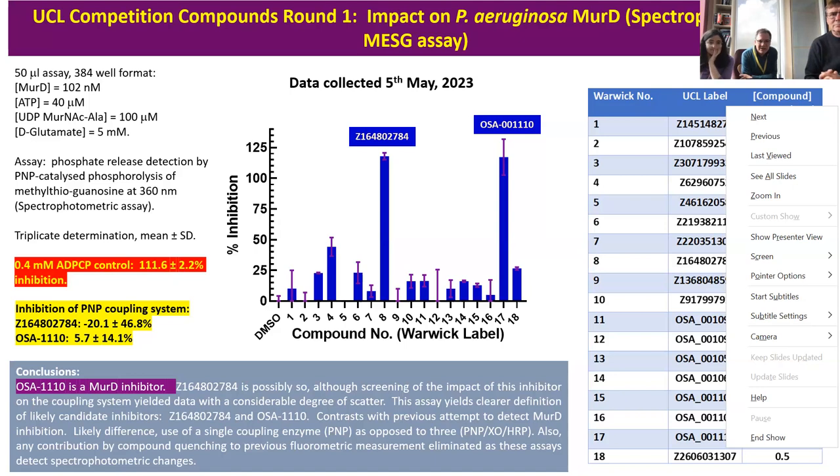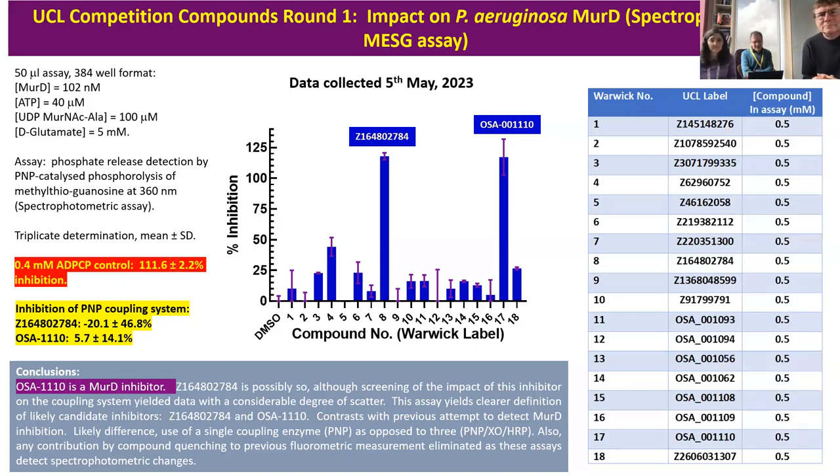So the central histogram is basically percentage inhibition against compound or DMSO. The labeling I've used, since this is a hot topic, is 1 to 18, and in the table is the relationship between my label and the UCL labels that are being used. The assay is perfectly fine in terms of inhibitor detection because the positive control, which is ADPCP, works well. And essentially, we have two candidate compounds, which I've labeled 8 and 17, which in your nomenclature is Z16480274 and OSA00110. And they both, on the face of it, give complete inhibition at 0.5 millimolar.